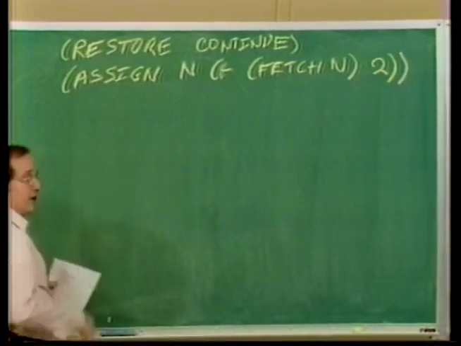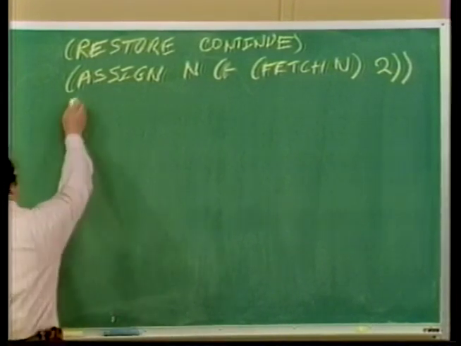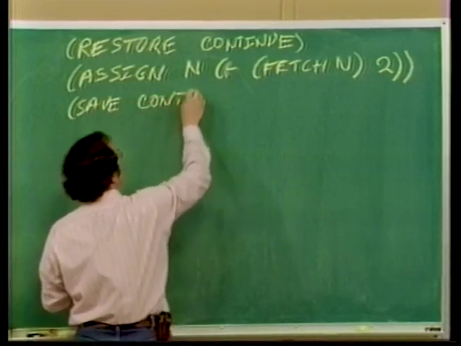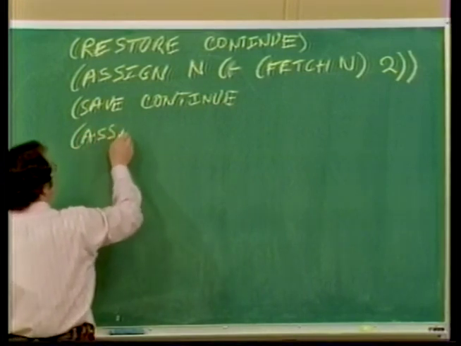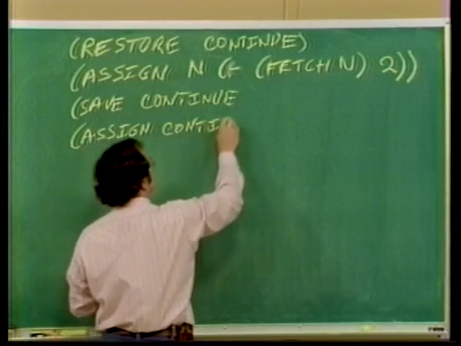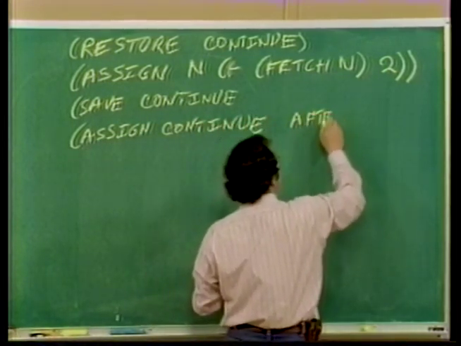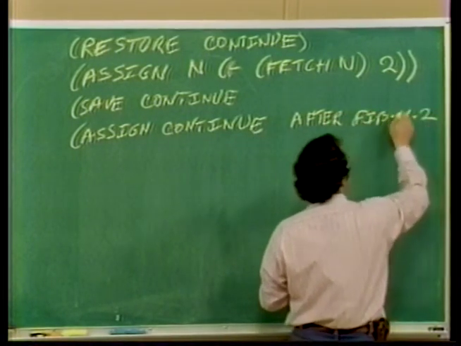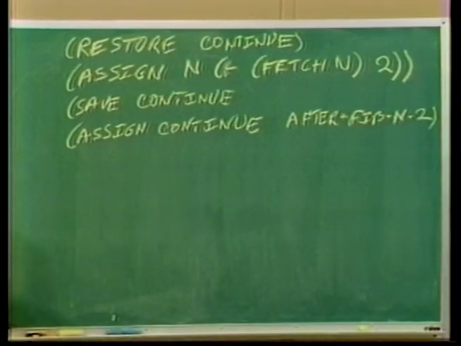Now I have to finish the setup for calling Fibonacci on n minus 2. Well, I have to save up continue. And assign continue to the place which is after fib and 2, that place over here somewhere.